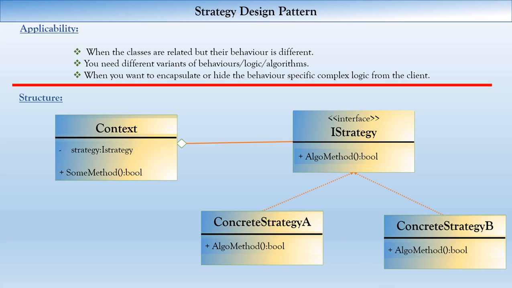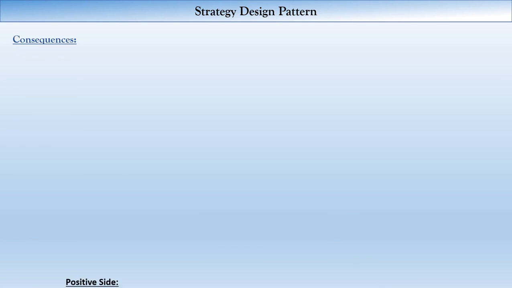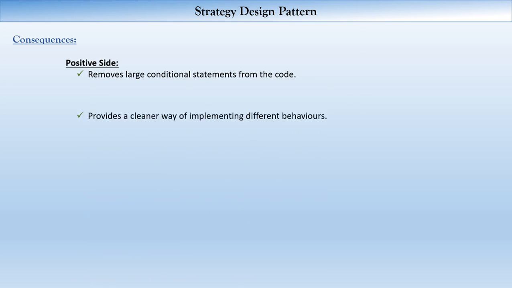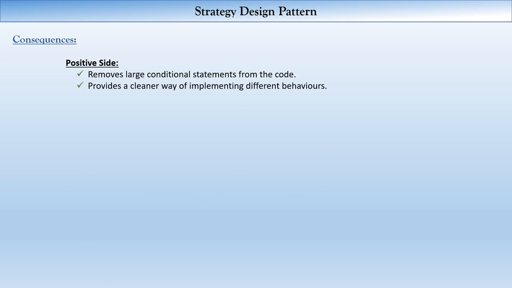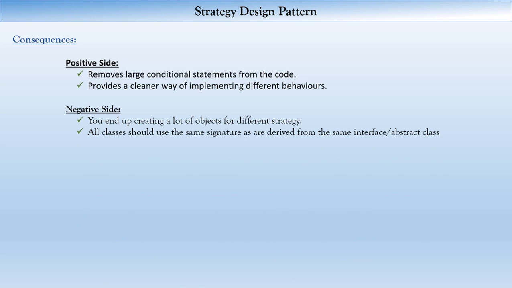Now let us discuss the positive and the negative side of the strategy pattern. The positive side of the strategy pattern is it removes the large conditional statements from the code. Second, it provides a cleaner way of implementing different behaviors or algorithms. The negative side of the strategy pattern is you end up creating a lot of objects from different strategies, and all the classes should use the same signature as they are derived from the same interface or abstract class.